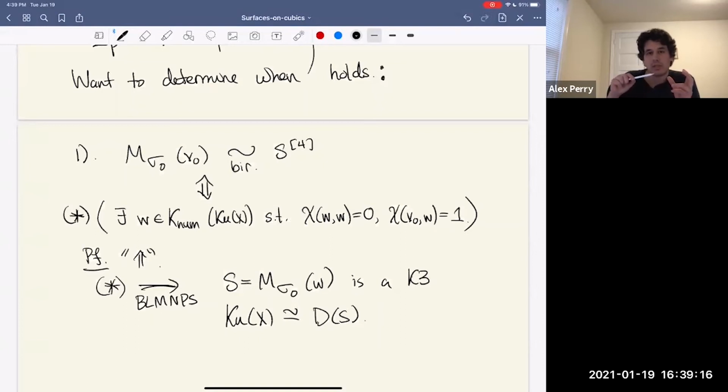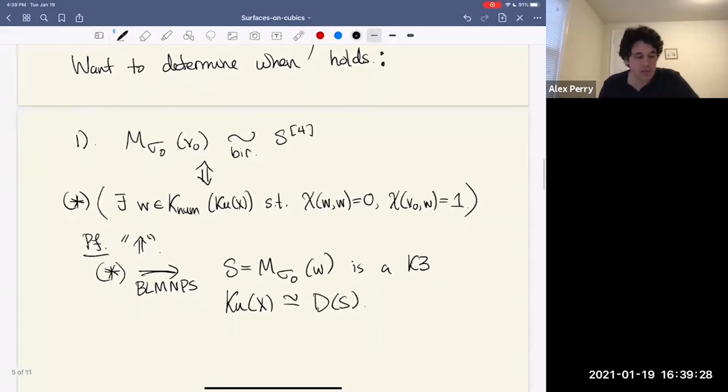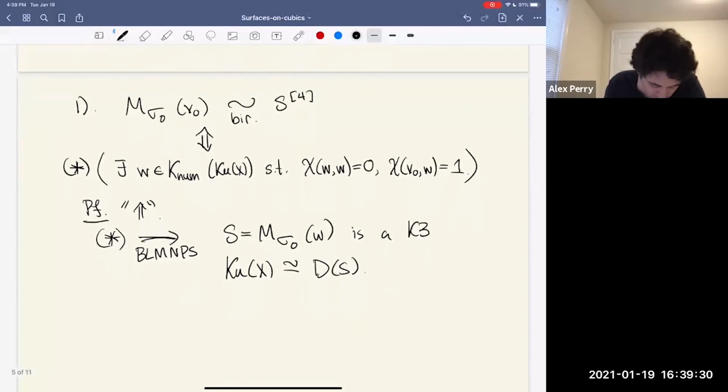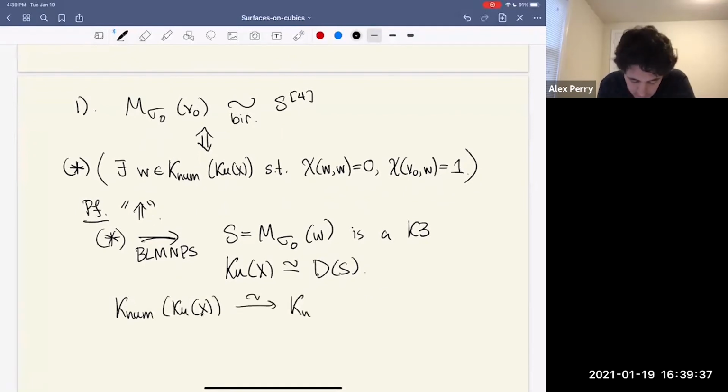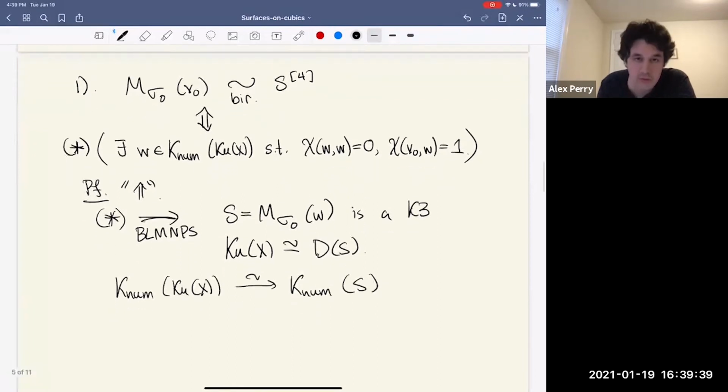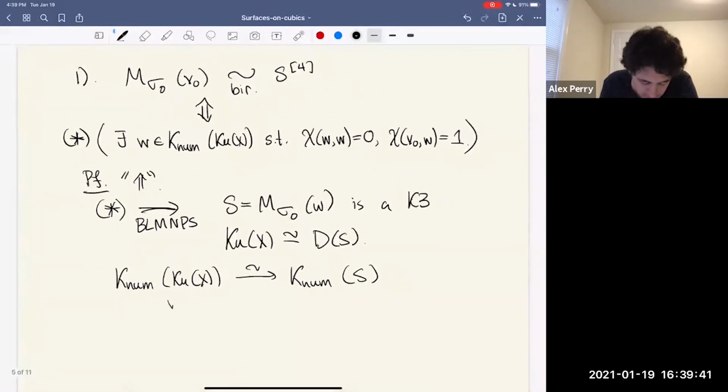So that's an object on X times the moduli space. And if you use that for a Fourier-Mukai transform, you'll get an equivalence between Q and D of S. Okay, so this condition star implies that we have an equivalence like this. And then you can look at what this does on numerical K theory. So it'll induce an isomorphism between the numerical K theory groups. And basically by construction, the class of W goes to the class of a point on the K3 surface.